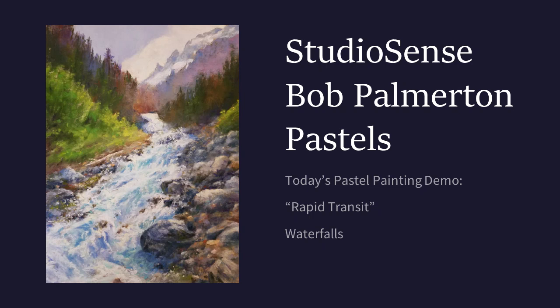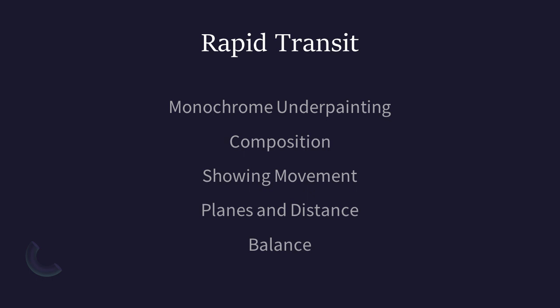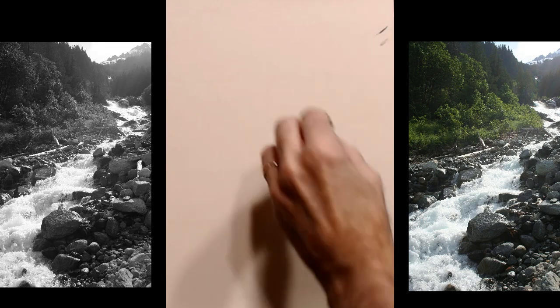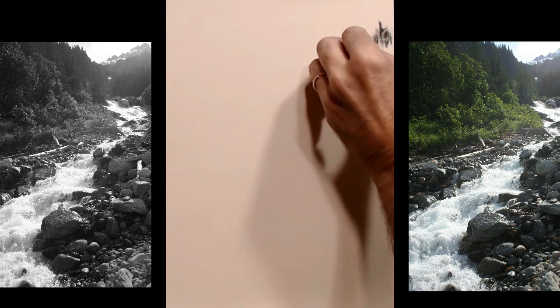Welcome to today's StudioSense Pastel demonstration. Today's painting is called Rapid Transit. We'll do an underpainting, composition. Well, I want to show movement and activity, planes and distance, and balance in a painting. A lot to cover in this video that's about an hour and a half long.